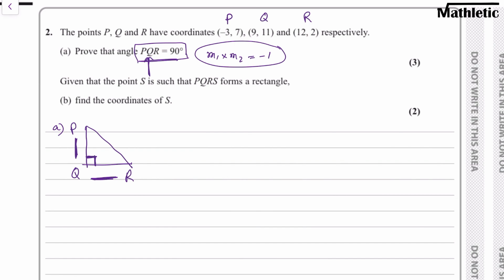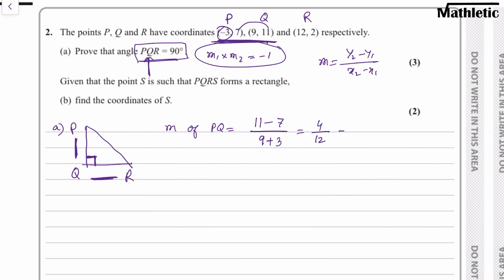At first I will calculate the gradient of PQ. The formula for the gradient is y2 minus y1 by x2 minus x1. So I'm using the coordinates of P and Q. It's actually 11 minus 7 over 9 minus, and we have a minus over here, so minus minus plus. So this will give us 4 by 12, which is 1 by 3.